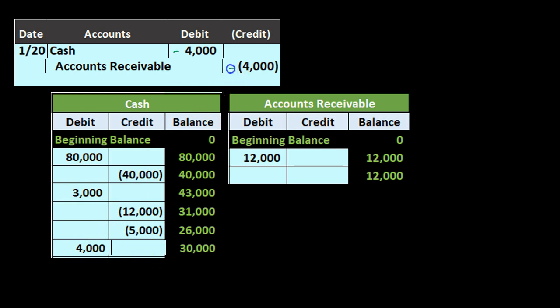Then we're going to post the other side, accounts receivable. Here's accounts receivable. It had 12,000 in it. We're going to decrease it, but we're going to credit it, which will decrease it because it's a debit balance account, by 4,000. So here's the 12,000, credit 4,000. 12,000 minus the 4,000 brings the balance down to 8,000. Now we're going to use these new balances, the 30,000 and the 8,000, cash and accounts receivable, respectively, to adjust the trial balance.